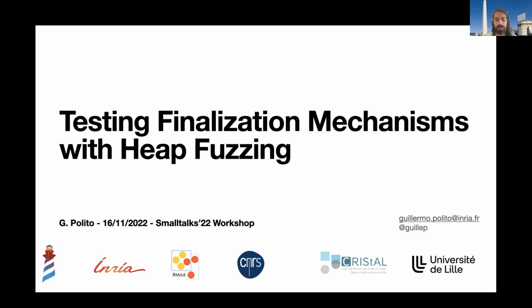So this is the paper I'm going to present today: testing finalization mechanisms with heap fuzzing. This paper started actually with a really concrete motivation, which was debugging the ephemeron implementation in the Pharo virtual machine. When we started testing the ephemeron implementation, it was a bit hard because testing garbage collection implementations is not straightforward, and there are some things that make it even more challenging.